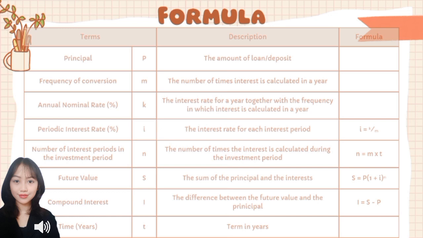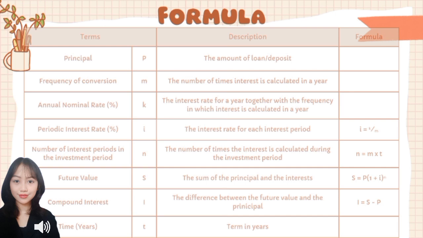The first one is principal, which is the amount of loan or deposit. Second is frequency of conversion, which is the number of times interest is calculated in a year. The third one is K, which is the annual nominal rate. It is the interest rate for a year together with the frequency in which interest is calculated in a year.